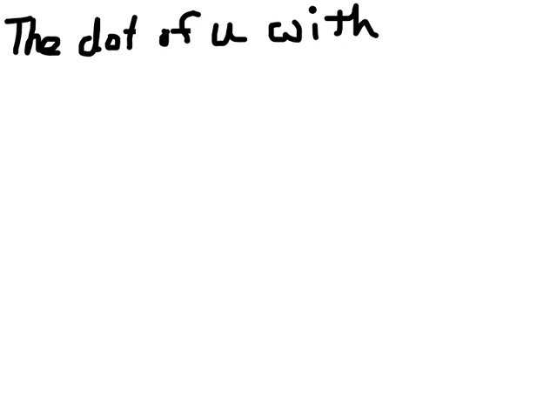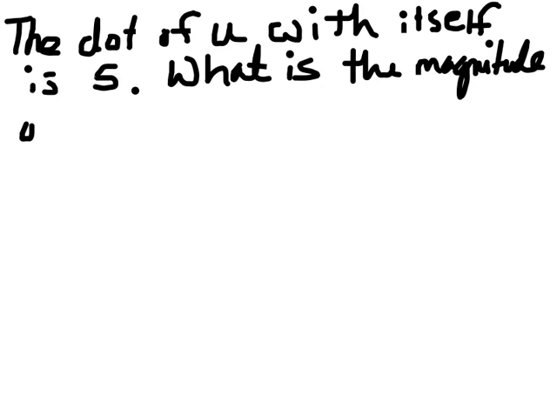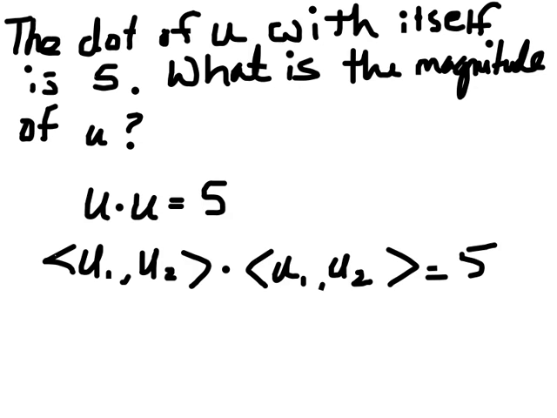All right, you're going to get some problems that will read this way. The dot product of a vector, we'll call it u, with itself, so you're going to do the dot product with the same vector, is 5. What's the magnitude of u? So, to clarify, I think I misspoke a minute ago. If I have a vector and its dot product with itself is 5, that means u dot u is 5. So that means u1, u2 dot u1, u2 is equal to 5. Okay, that's what that's saying. Now we can write it.